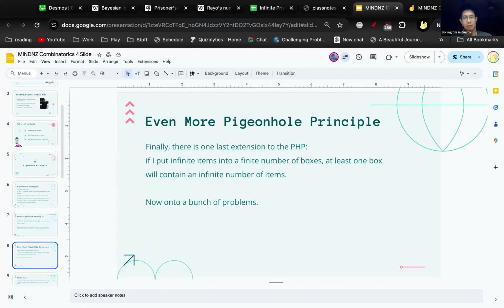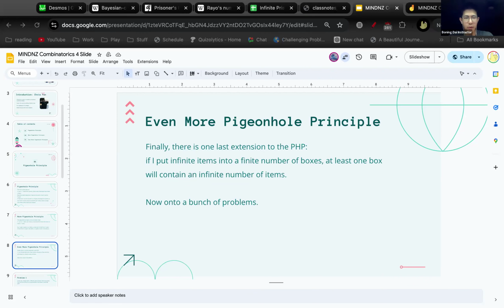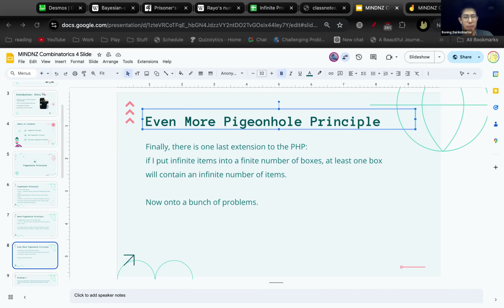And why is this? Let's just prove this quickly. If every box has a finite number of items, and there are a finite number of boxes, then the total number of items is finite multiplied by finite, which is still finite, which is a contradiction to it being infinite.